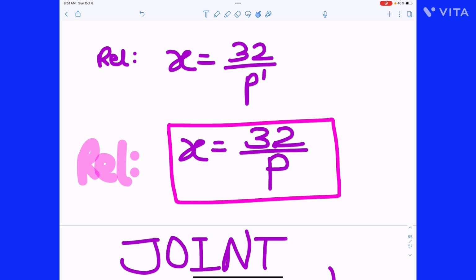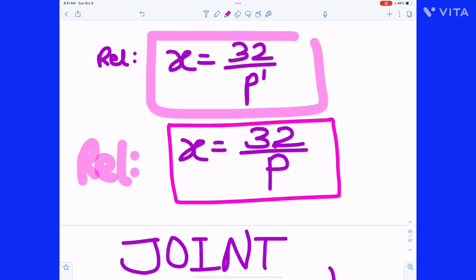That means the relationship between X and P is X is equal to K over P raised to the power n. But now that we know the value of K as 32, I'm not going to write K, I'll write 32. Then P raised to the power n will become P raised to the power 1 because we got n as 1. So X is equal to 32 over P. That's our relationship between X and P.